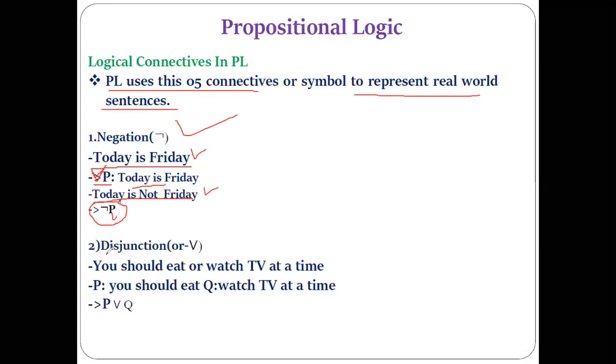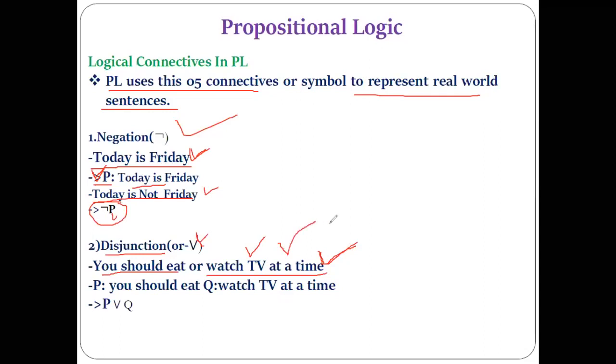If you want to see an example of disjunction, which is also referred to as the or, for example, if I say you should eat or watch TV at a time. In the exam you will get this kind of sentences, and for 2 marks you will be asked to write the propositional logic for that particular sentence. For example, you have the sentence, you should eat or watch TV at a time. Then how can we write the propositional logic for this?